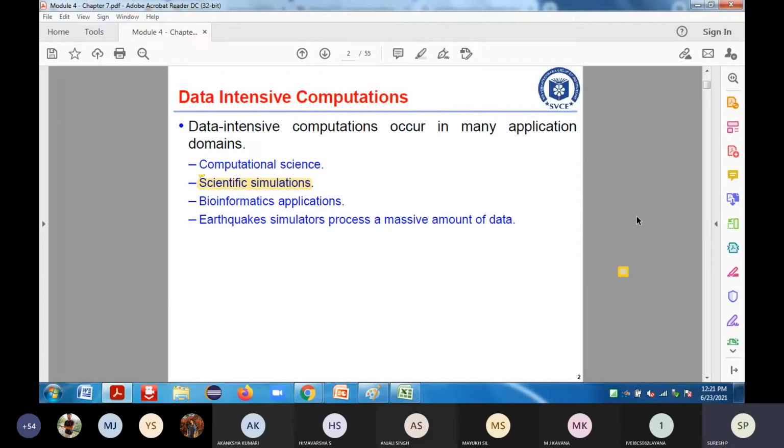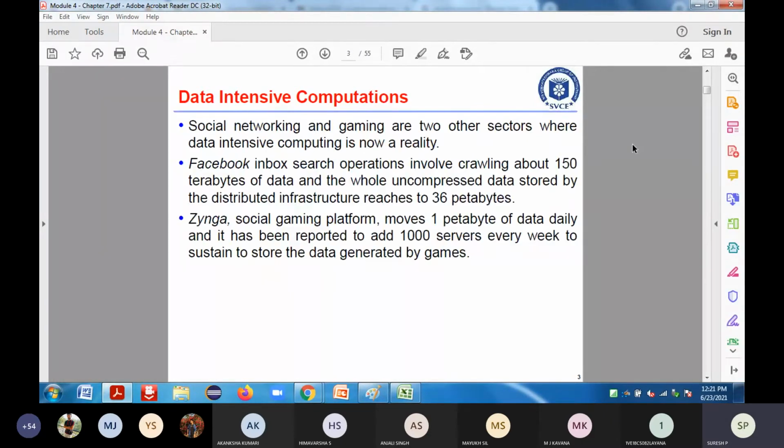Next, where data intensive applications are used: data intensive computation is mainly used in social networking and gaming, two sectors where intensive computing is now a reality. In social networking, more images are posted on Facebook, or on LinkedIn, whichever social platform it is. And in gaming, a game will consume more data. Why? Because the resolution required to play the game has to be high, so it has to play the video in high resolution too.